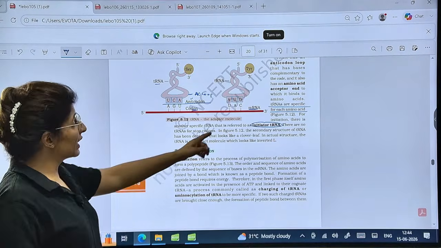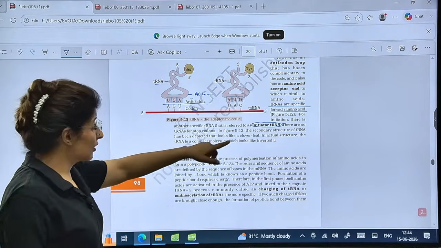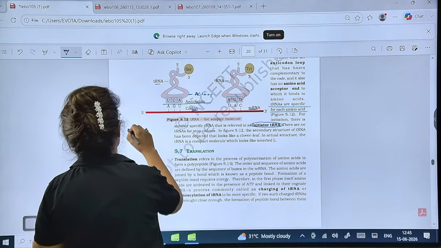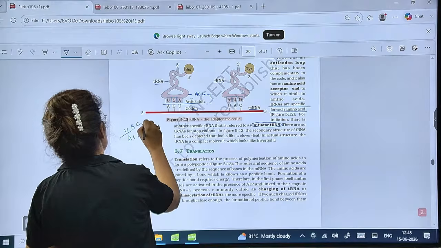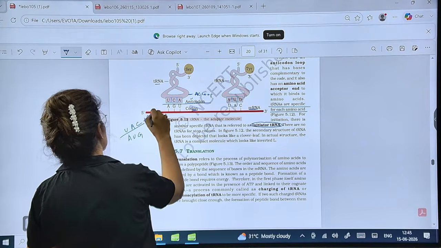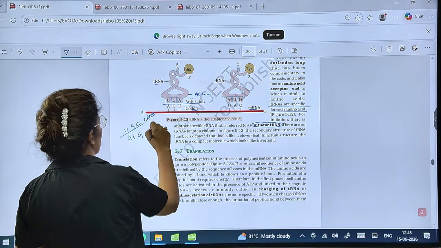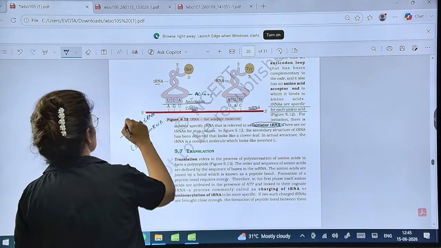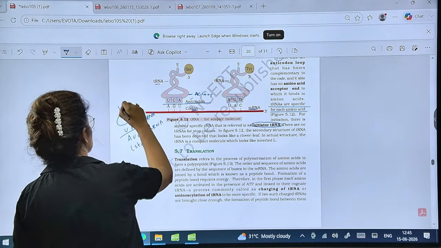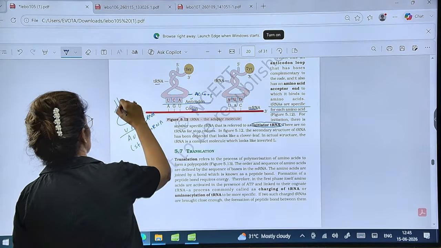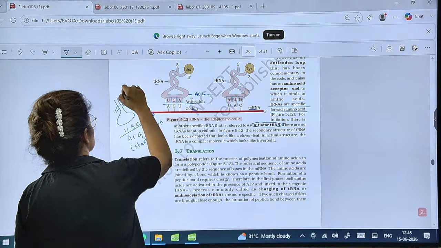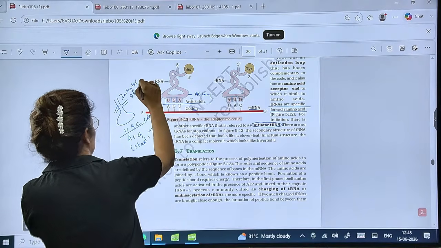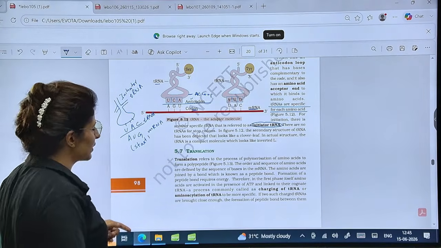So similarly, for AUG, we will have UAC. So tRNA with this anticodon will bind to this. So this is the start codon. This is the initiator tRNA. Are you getting this?